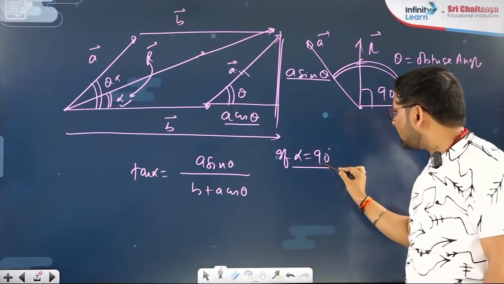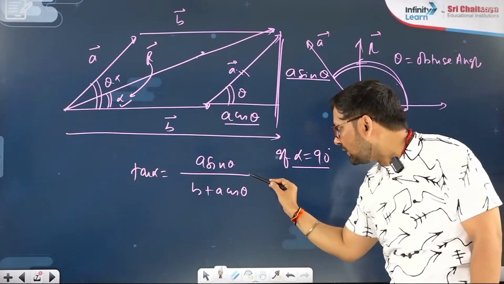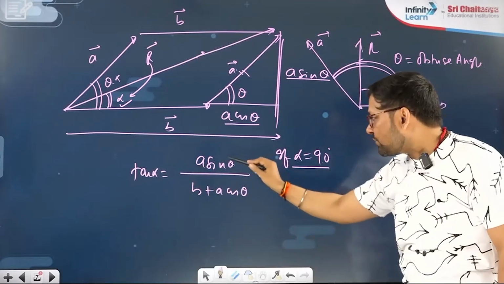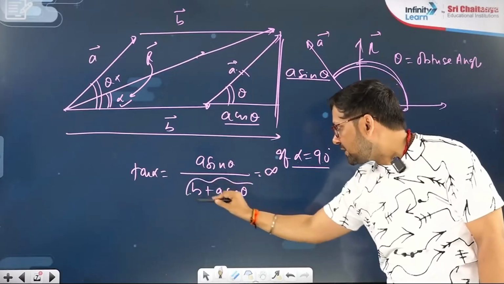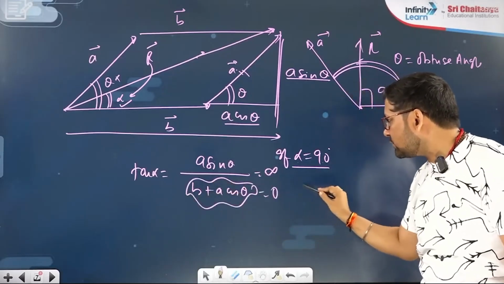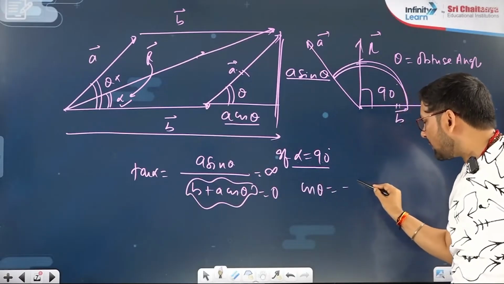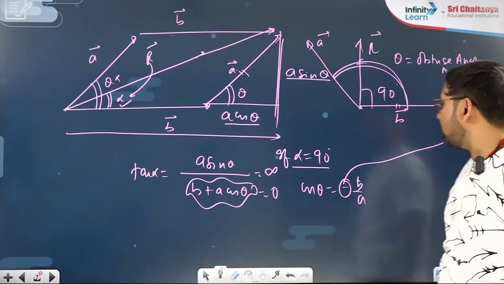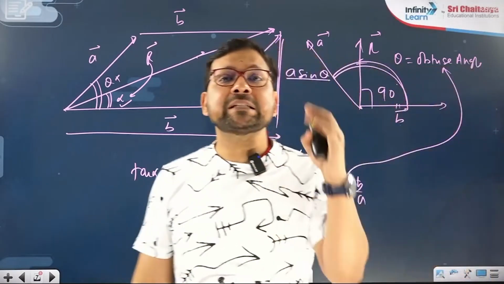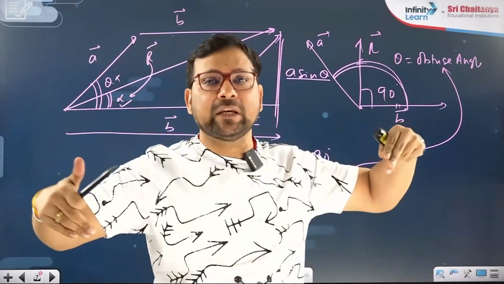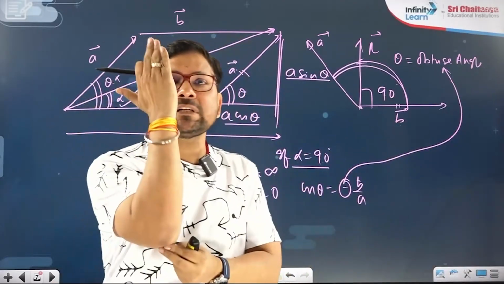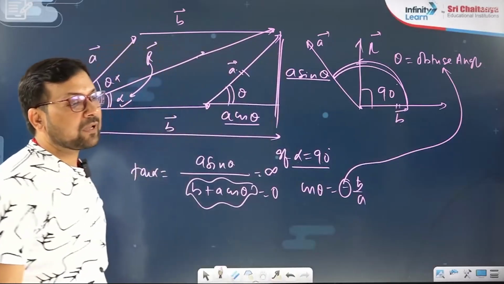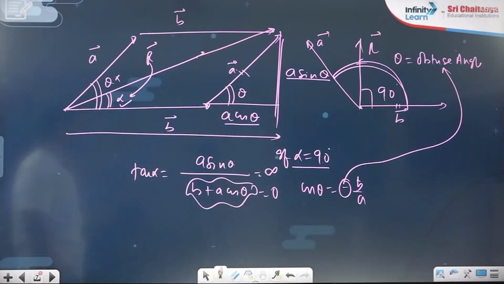If I put alpha equal to 90, this overall value will be infinity, because tan 90 is infinity. A fraction is infinity when the denominator is 0, so that will be equal to 0. From here cos theta is minus B by A, and this minus sign shows that the angle is obtuse, as it has to be, because the resultant will always be between A and B, and the resultant itself is at 90, so the other vector will be at more than 90. Understood? Derivation understood?